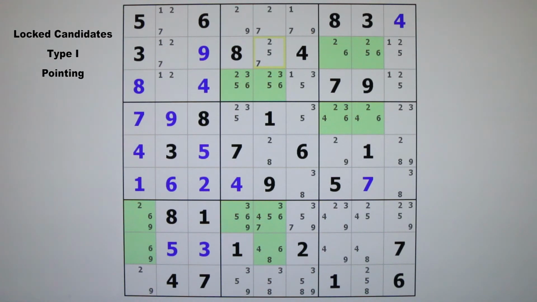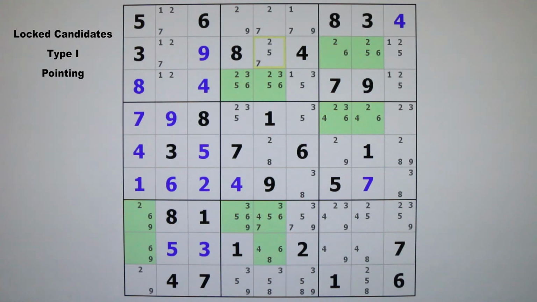Okay, I think that's enough examples for today. We'll do several more in the adjunct video, video number 6A. So to sum up, when you have 2 or 3 instances of the same candidate that lie in the intersection of a row and a block, or in the intersection of a column and a block, and that candidate does not appear anywhere else in the block, then you can eliminate all other instances of that candidate from the row or the column that lie outside the block. And this is the configuration for locked candidates type 1, known as the pointing variety of locked candidates.